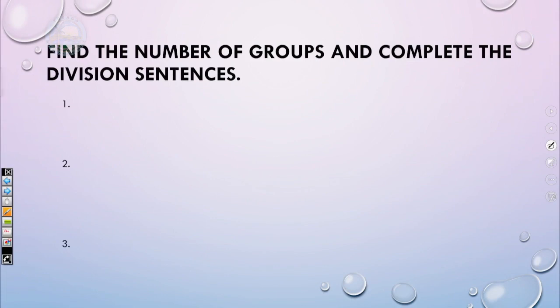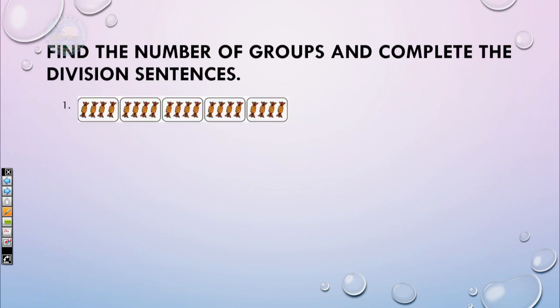Now, you have to find the number of groups and complete the division sentences. So let's look. This says find the number of groups and complete the division sentences. First thing we are looking at is how many sweets we have in all.